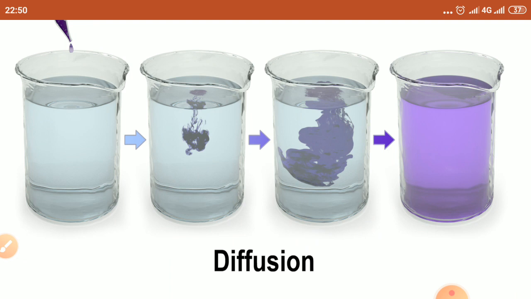Fine, I'll just repeat it. The process by which a substance uniformly spreads into another substance by random movement of its particles from a region of higher concentration to a region of lower concentration due to kinetic energy is called diffusion. And diffusion is faster in gases, less in liquids, and even less in solids. Hope it is clear up to this point.